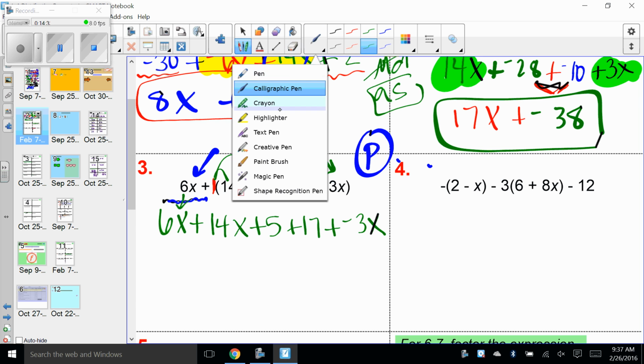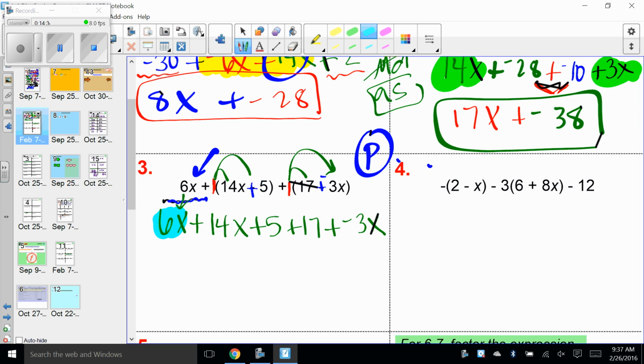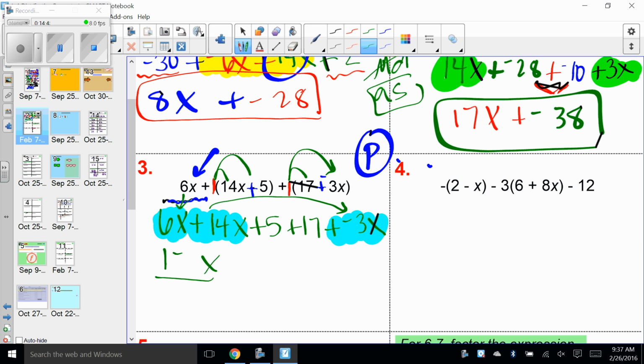Combine like terms now. So I combine the like terms. 6x, 14x, and -3x. So we have all my x's. I have 6 plus 14 is 20 of them. But then I'm going to take 3 away down the back end there. So 17 x's is what's left. Plus 20.